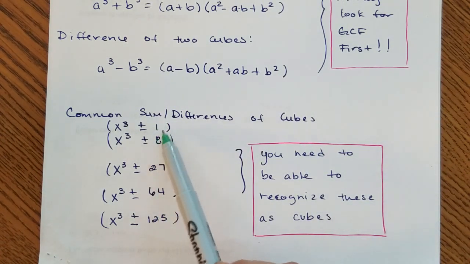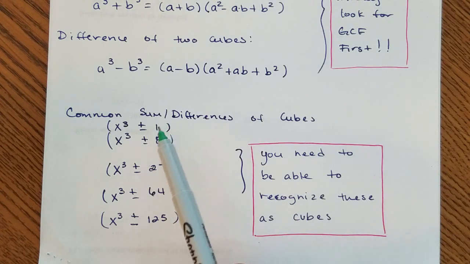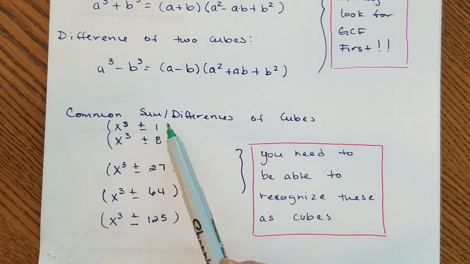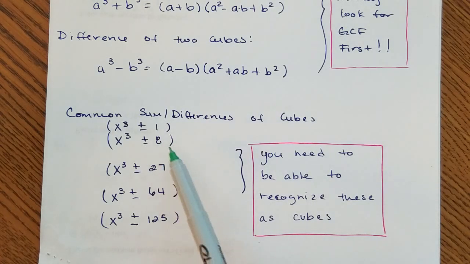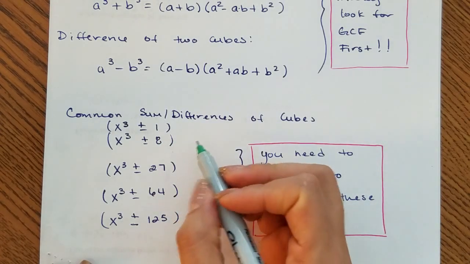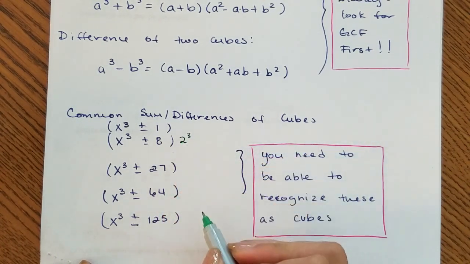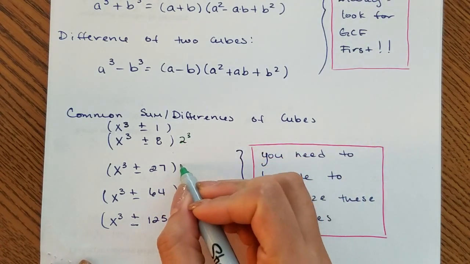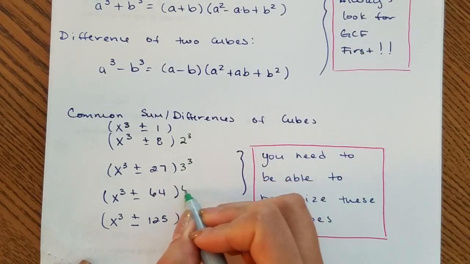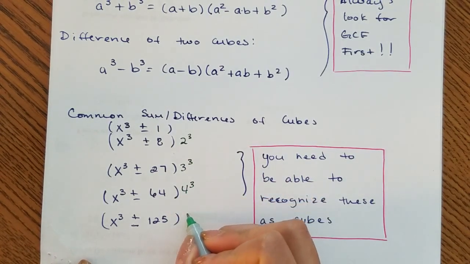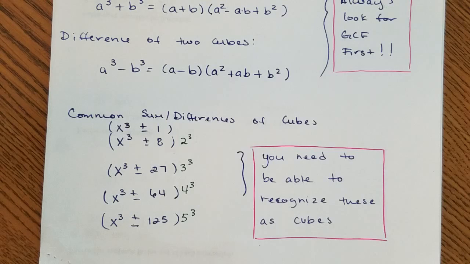You should always know that 1 cubed or to the 4th or whatever, 1 times itself, however many times, will always be 1. 8 is a common cube number. That's 2 cubed right there. 27 is a common cube, so that's 3 cubed. 64 is 4 cubed, and 125 is 5 cubed. That's just what all of these numbers are. Just make sure that you can identify them.